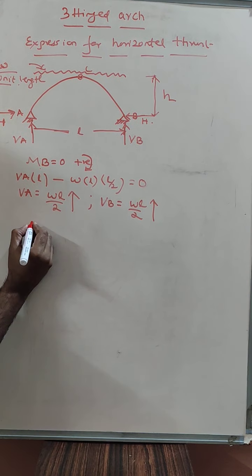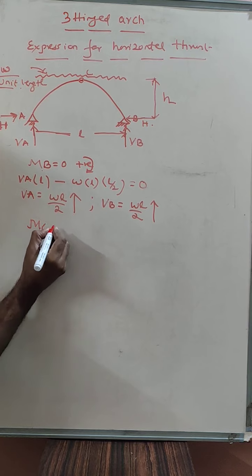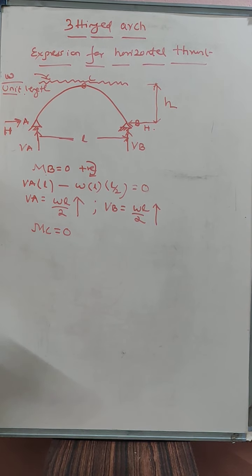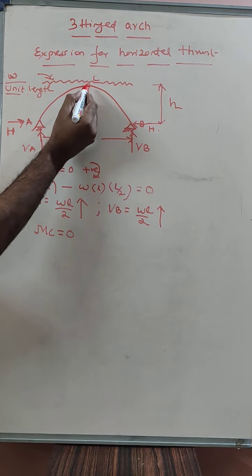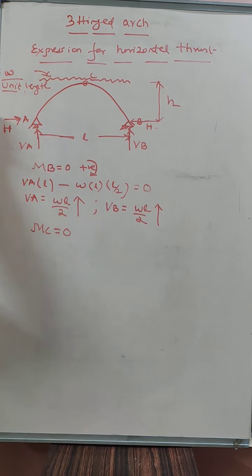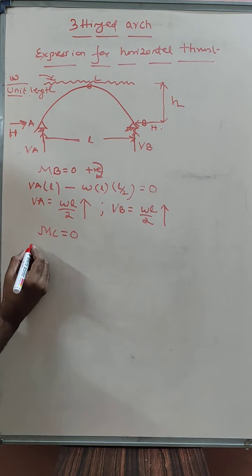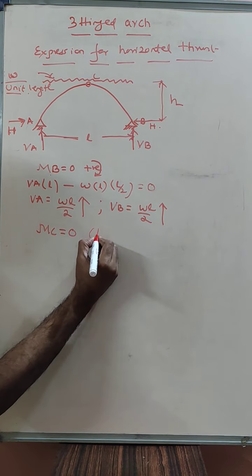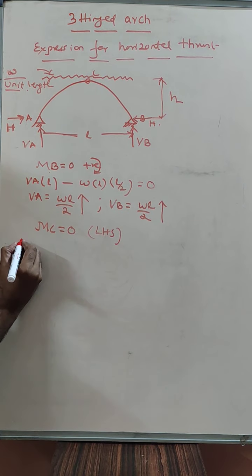Now what we have to do is to find out the horizontal thrust. I will take moment at C equal to 0. That is bending moment at C equal to 0. What is the meaning of bending moment? Algebraic sum. This is a pin here or hinge. So the algebraic sum of all the moments on the left side. So when I take the left side, what are the forces acting? First, only left hand side, or you can consider right hand side. So on the left hand side, what is there first?